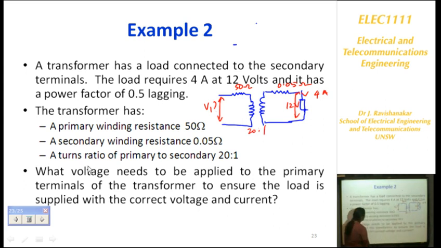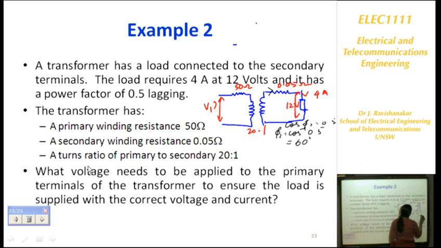Now how do you solve this circuit? The current is the same here. The same current, 4 amperes, flows through the resistor also, because the load and the resistor are connected in series. Now we need to know the angle at which the current varies. What is the other information given? Cos phi 2 is equal to 0.5. So what will be phi 2? Phi 2 will be cos inverse of 0.5, which works out to 60 degrees.